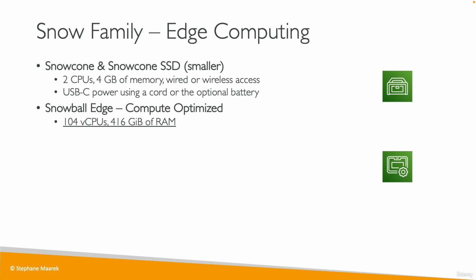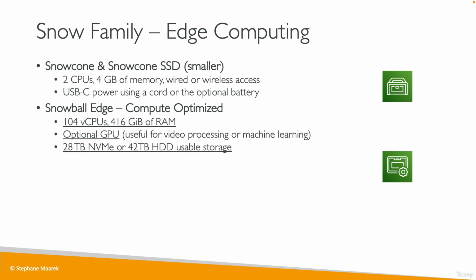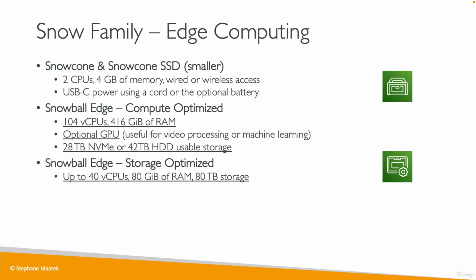So the compute optimized one has 104 vCPUs and 416 gigabytes of RAM, and an optional GPU if you wanted to do video processing or machine learning. We have up to 42 terabytes of usable storage. And for the Snowball Edge that is storage optimized, we have 40 vCPUs, 80 gigabytes of RAM, and 80 terabytes of storage. We have object storage clustering available for the storage.